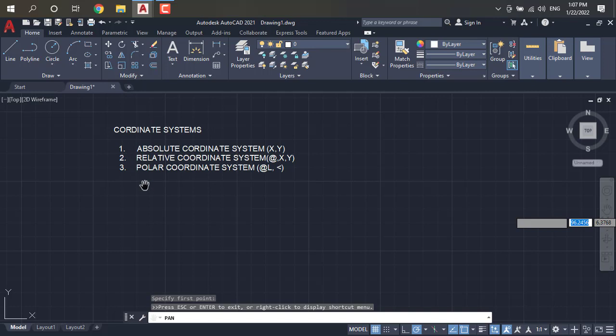The considering points are different. In absolute coordinate system it is only x comma y. We have to consider x comma y. After that, in relative coordinate system we have to consider the values like @ x comma y. And in polar coordinate system we have to mention the points like @ length, comma, angle. Okay.